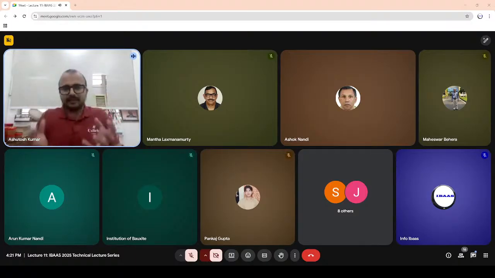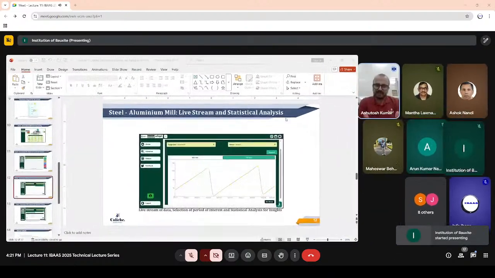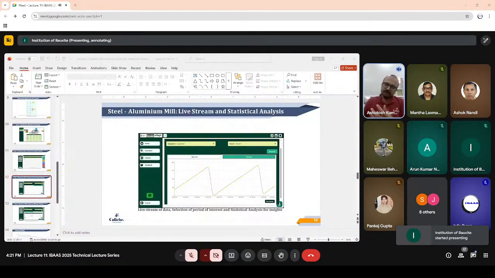So what is happening here is that once all of the data is stored centrally, the AI models that we have developed keep analyzing it in real time.